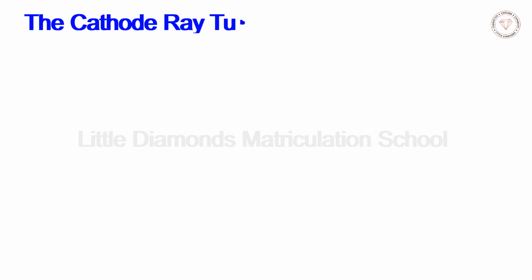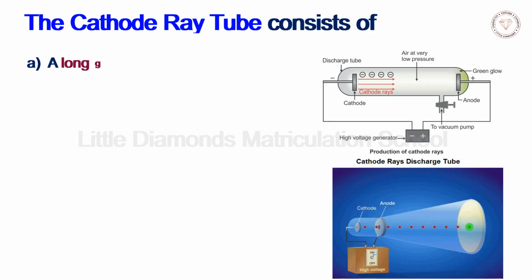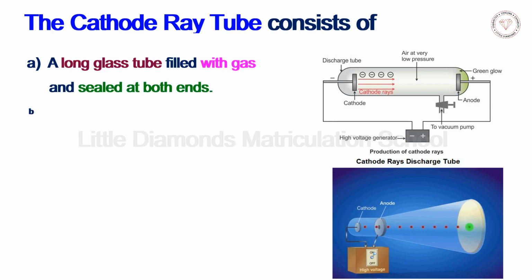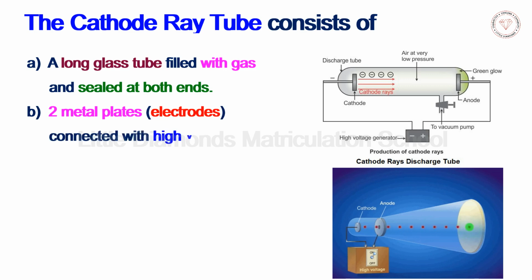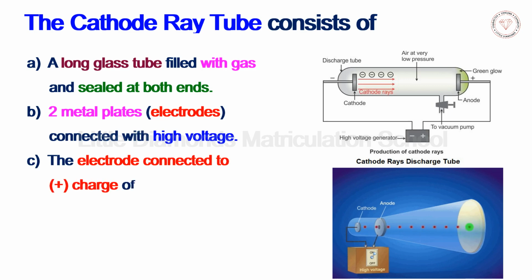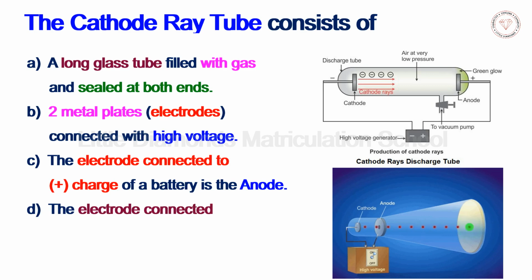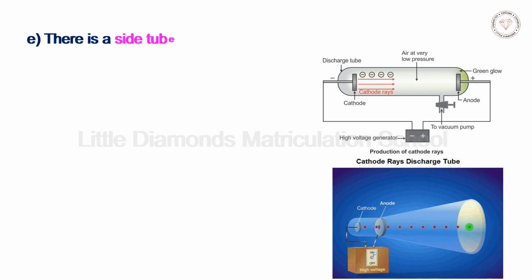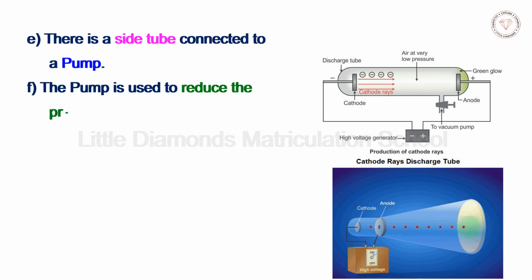The cathode ray tube consists of a long glass tube filled with gas and sealed at both ends. Two metal plates, the electrodes, are connected with high voltage. The electrode connected to positive charge of a battery is the anode. The electrode connected to negative charge is cathode. There is a side tube connected to a pump. The pump is used to reduce the pressure inside the discharge tube.